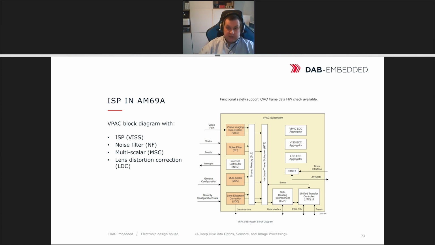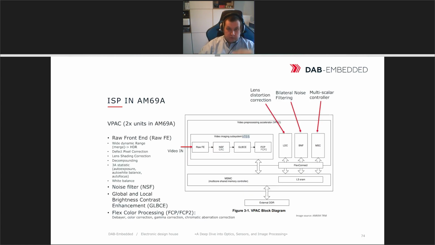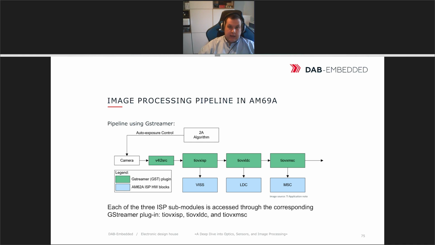But if we check the possibilities of that TI block, we have all the necessary blocks to eliminate the impact of the lens, as we discussed before, like defect pixel correction, lens shading, some statistics for the next block, the noise filter, tone mapping, brightness and contrast enhancement, and debayer and gamma correction. You can also do chromatic aberration correction. So basically it removes all these impacts from the lens issues and so on.